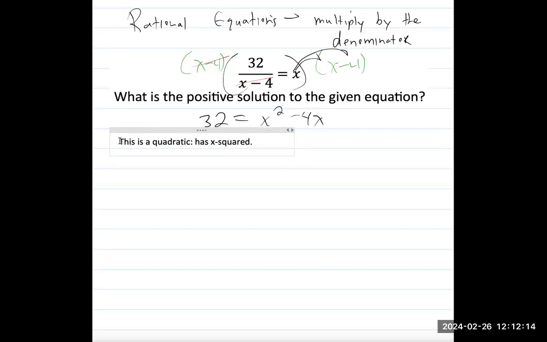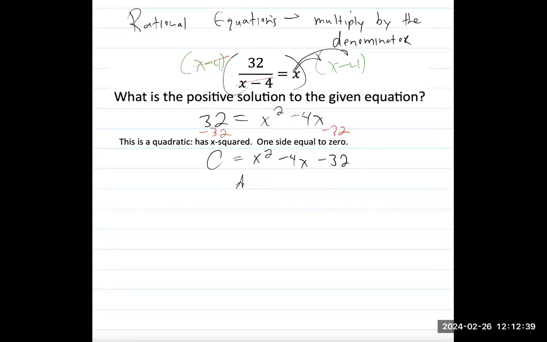And for quadratics, you want to get one side equal to 0, preferably with the x squared being positive. So we're going to subtract both sides by 32, and we'll get 0 equals x squared minus 4x minus 32.